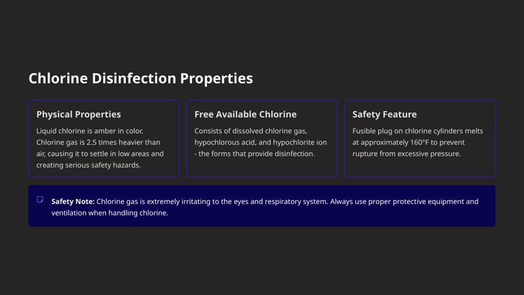Chlorine cylinders are equipped with a fusible plug that melts at around 160 degrees Fahrenheit. This acts as a safety feature to prevent cylinder rupture from excessive pressure. But remember, chlorine gas is extremely irritating. It can cause serious eye and respiratory issues. So, always use proper protective equipment and ensure good ventilation when handling chlorine to keep everyone safe.